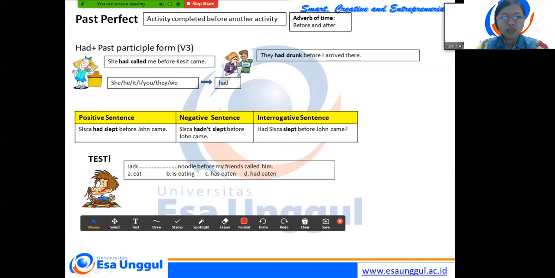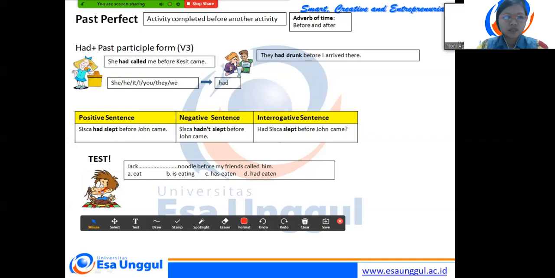If we see, the subject she, and then had, and then this is the past participle or verb 3, called. They, the subject, had, and then the verb drunk. From this example, there are two activities. The first activity, she had called me, and the second is Kasit came. So for this case, we use past perfect.